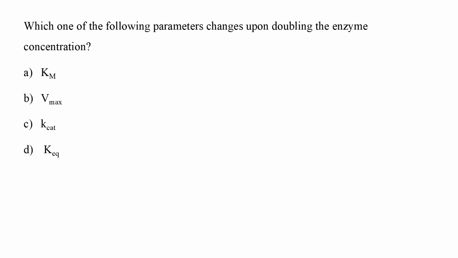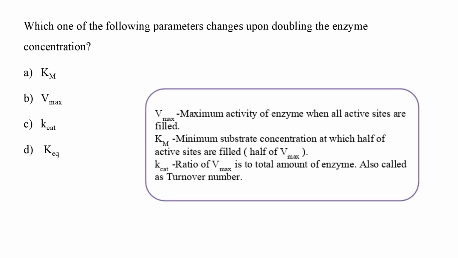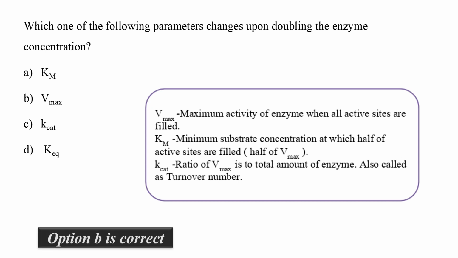Which of the following parameters change upon doubling the enzyme concentration? Now, Vmax is the maximum activity of the enzyme when all the active sites are filled, right? It is the maximum velocity of a reaction. So when the enzyme concentration is changed, definitely Vmax will be affected or changed. So it is option B that is the correct answer.